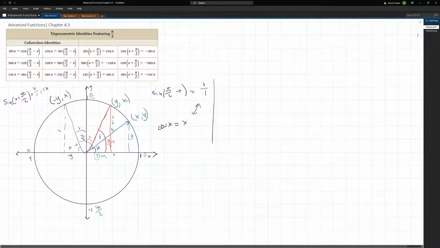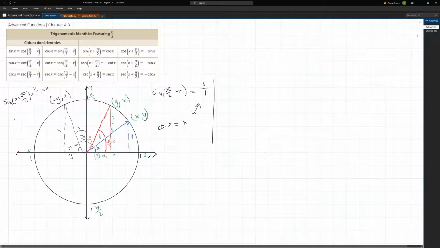Now, what it's saying over here is that tangent of this is equal to the negative of this. Is that true? Let's see. We would have x over -y, which is negative x over y, and this is x over y. Therefore, yes, that is true. Next, we have our cosecant and secant, again just taking the inverse of whatever we got. That is correct. Therefore, we're good with that.